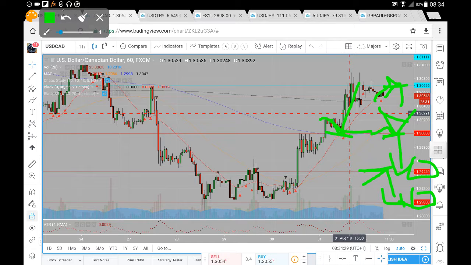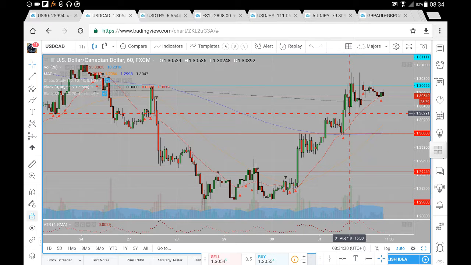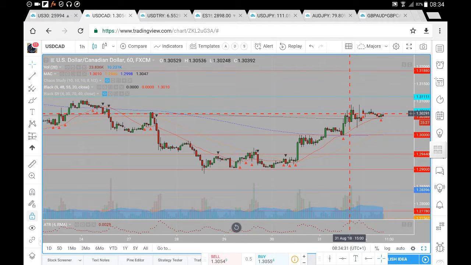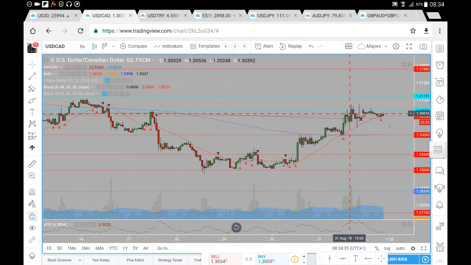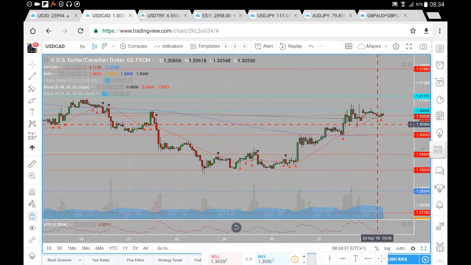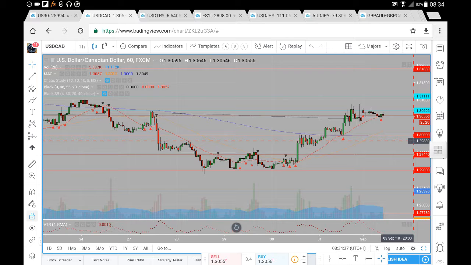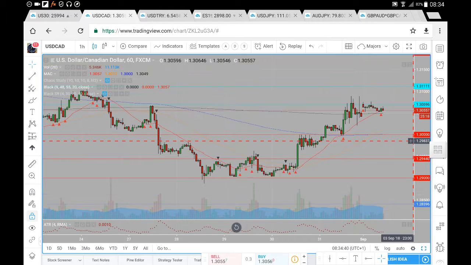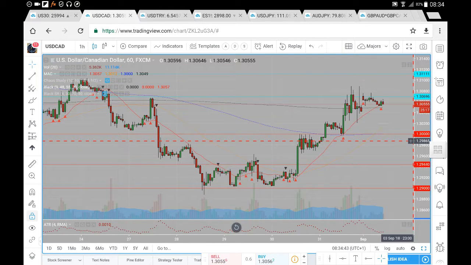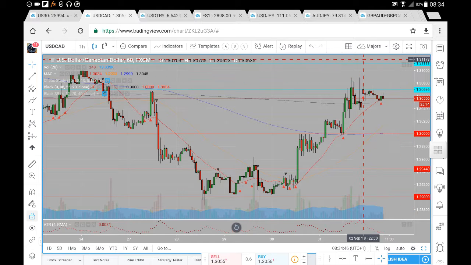Beyond the 129, of course, we do have the 128.39. I do think it's a bit too far. I think it's too far out of the range here on the US dollar CAD. Fair range may just be around that 129 if we do see a breakdown here on the US dollar CAD.